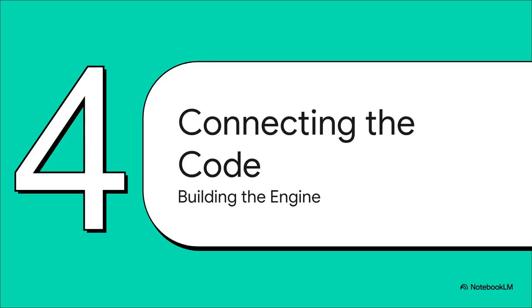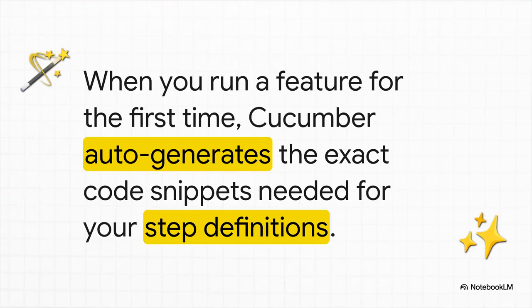Okay, so we have our plain English blueprint. It's beautiful, it's readable, but right now it doesn't actually do anything. So how do we make it run? Well, it's time to build the engine. Now listen up, because this is one of the coolest parts about Cucumber. You don't have to guess what code you need to write. When you try to run your feature file for the very first time, Cucumber sees that those English steps aren't connected to anything, and it literally generates the exact code templates you need to make them work.